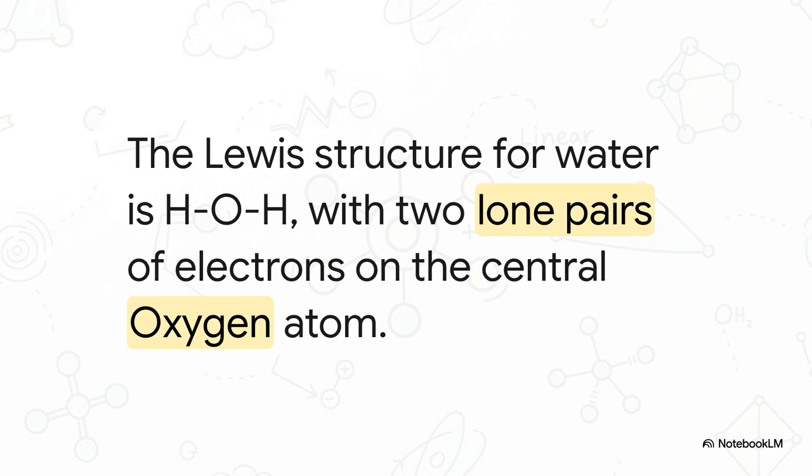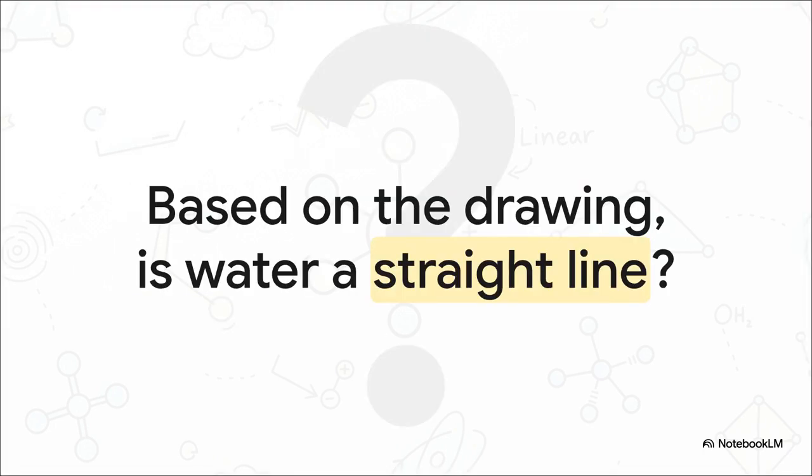But, and this is the crucial part, the oxygen also has 2 pairs of electrons that are just hanging out, not involved in any bonds. We call these lone pairs. Now, if you just look at that flat drawing, your first thought is probably, yeah, sure. It looks like HOH would just be a straight line, right? But the reality is completely different. And the reason why is, well, it's pretty fascinating.